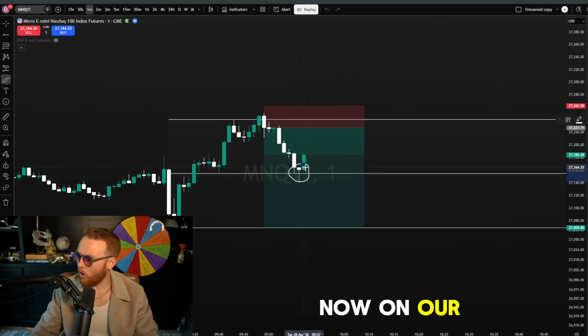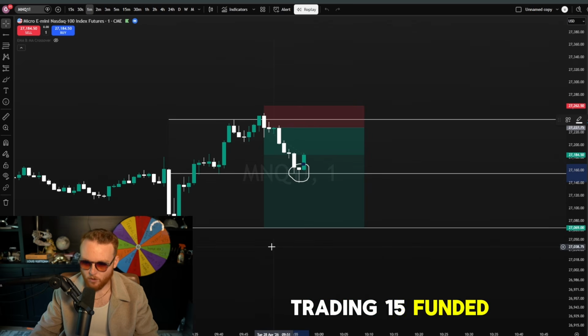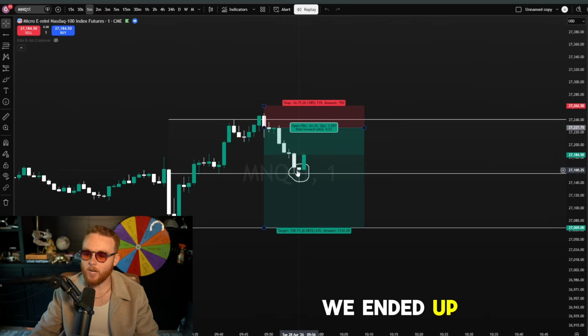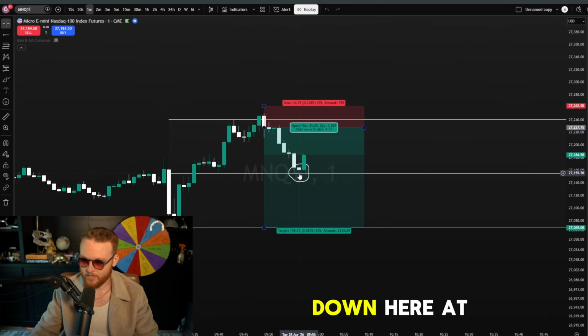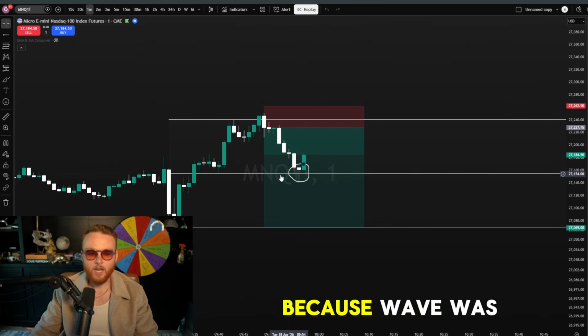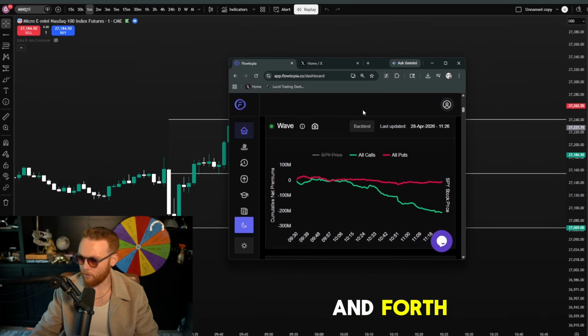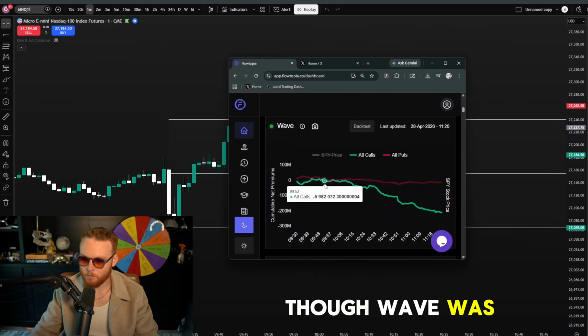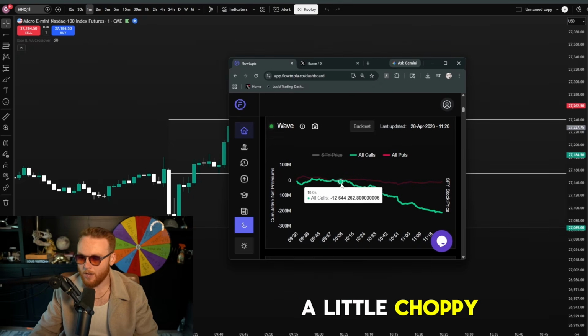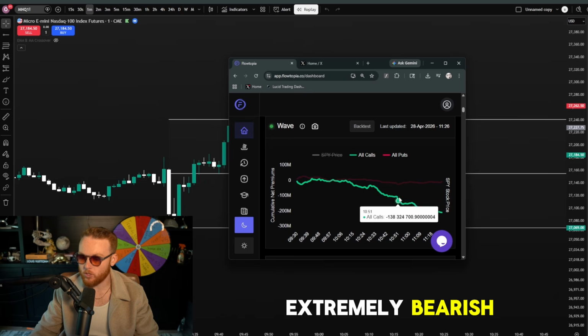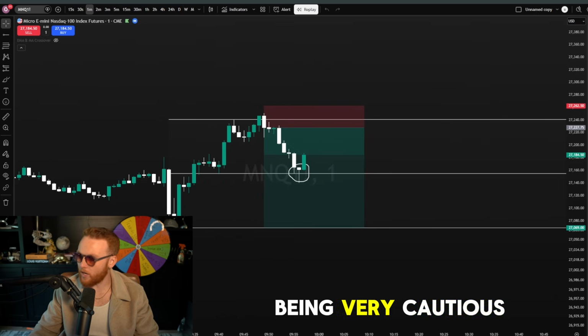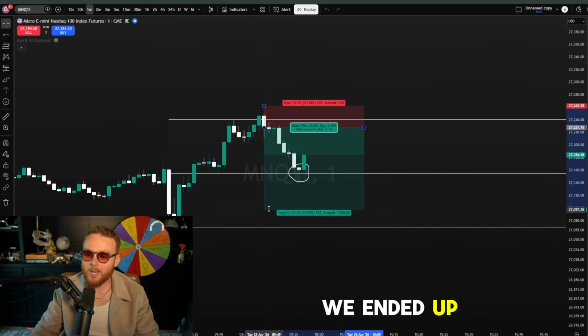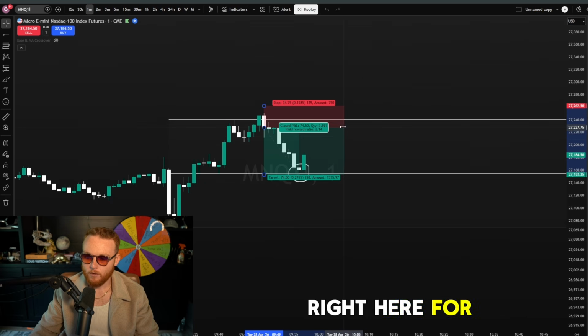Now, on our fundeds, we were trading 15 funded accounts at the time. We ended up getting out of most of our contracts down here at the first TP, because wave was a little back and forth. You can see, even though wave was bearish, it was still a little choppy. We were bearish, but we weren't extremely bearish like we were late in the day. So we were being very cautious and trailing our stops. We ended up getting all out right here for a trailed stop.